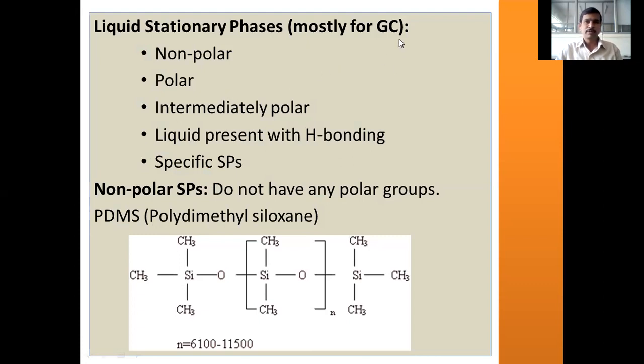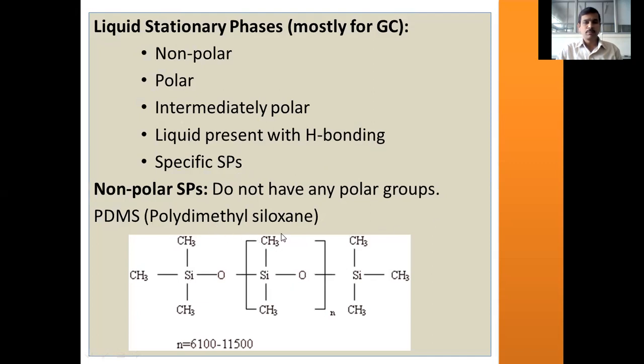Mostly they are commonly used in gas liquid chromatography, and these liquid stationary phases are categorized into non-polar, polar, intermediately polar, and certain stationary phases which will be involved in hydrogen bonding, and some stationary phases are specific for some solutes. So first, let me take non-polar stationary phases. They do not have any polar groups.